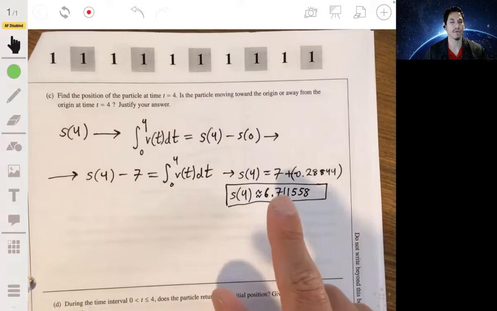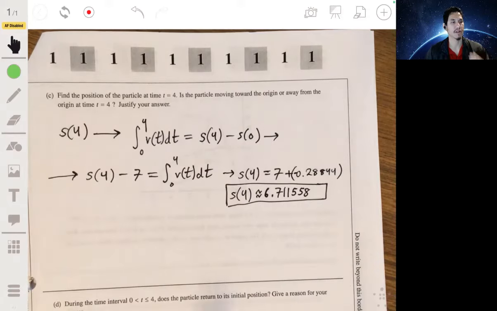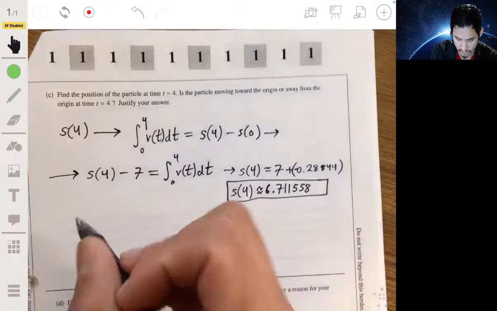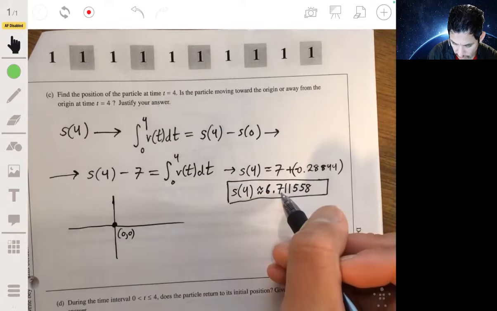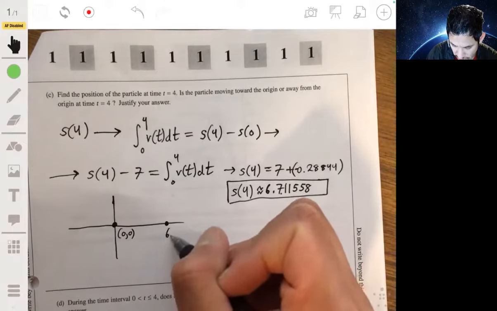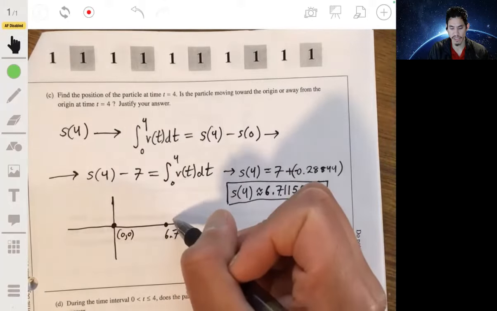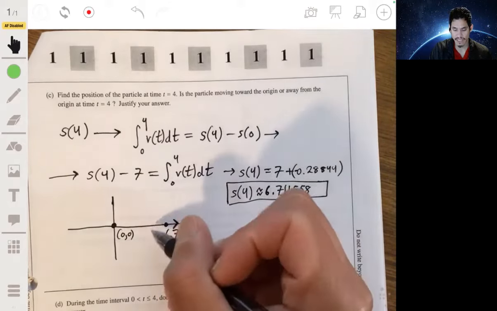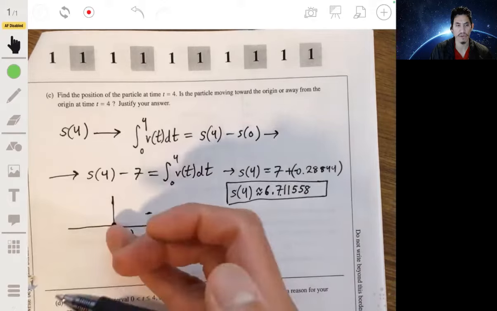Now, is the particle moving away from the origin or toward it at this time? Well, you want to think about the velocity in relation to the position. For example, the origin is 0, and at this point, let's say the particle is at 6.7. Since velocity has direction and magnitude, if velocity is positive at this point, it's moving to the right, which means it's moving away. But if the velocity is negative, it's moving towards the origin.